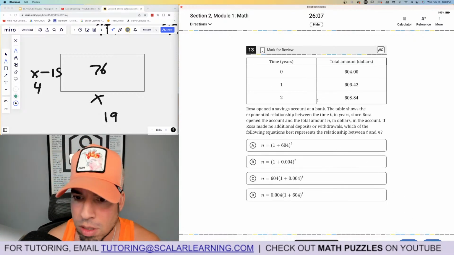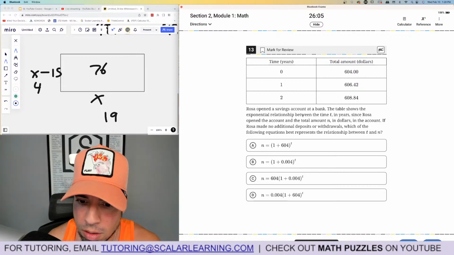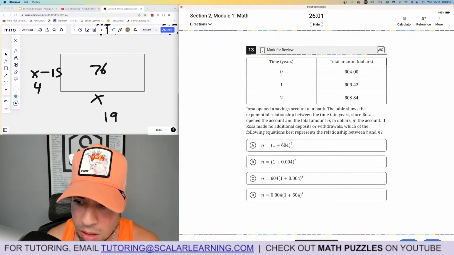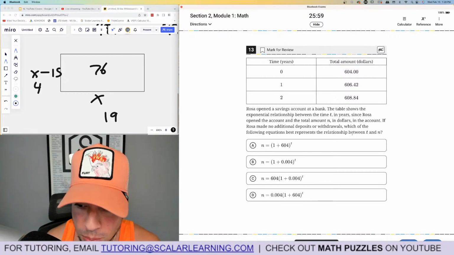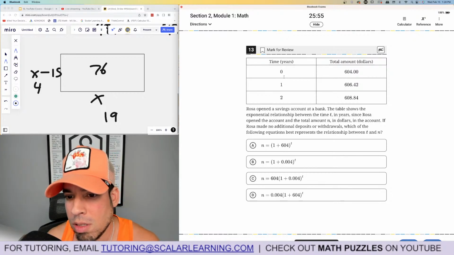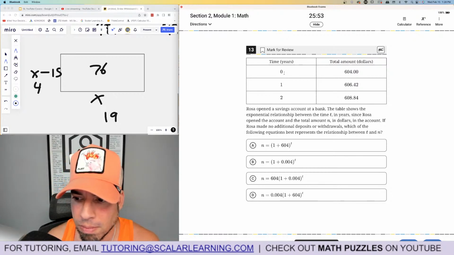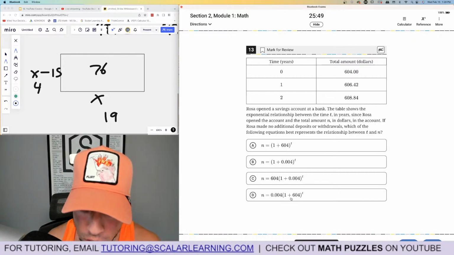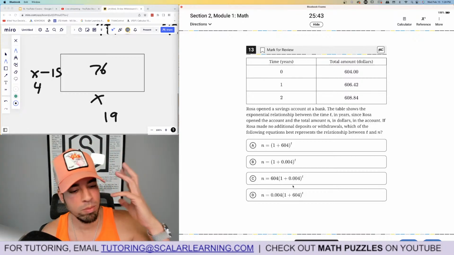Time in years, total amount of dollars. Okay, Rosa Savings County Bank. Table shows the exponential relationship between time t and years since Rosa opened account. Okay. Rosa made no additional deposits, which of the following best interprets the relationship between t and m. So it looks like it's going up by 4%. So it should be... What? Oh, it's not going up by 4%. What am I talking about?